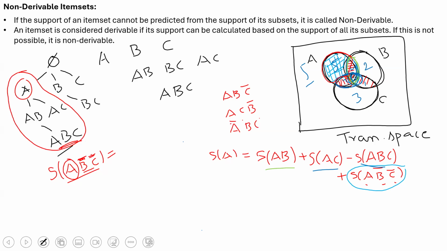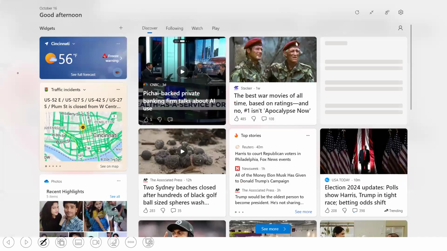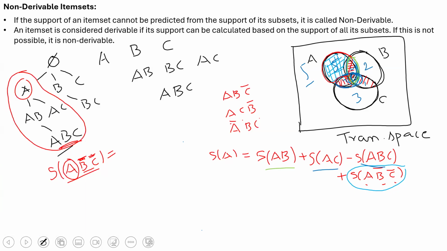What you have to do is, when you start from the first point, give it a plus sign. And for the next step, give the negative sign. And for the last step, give the plus sign. So how do I write this? S of A minus S of AB minus S of AC plus S of ABC.